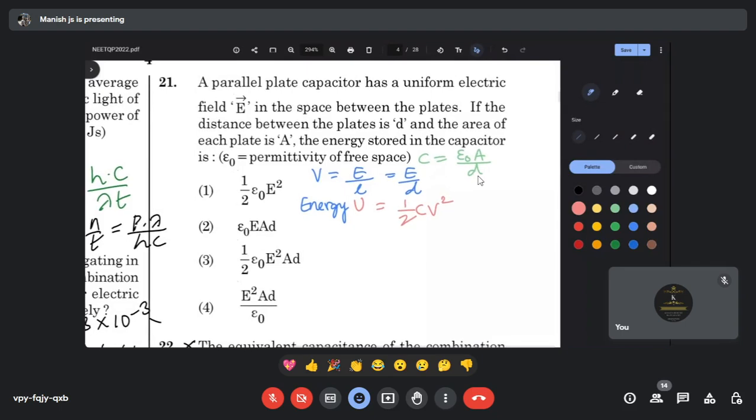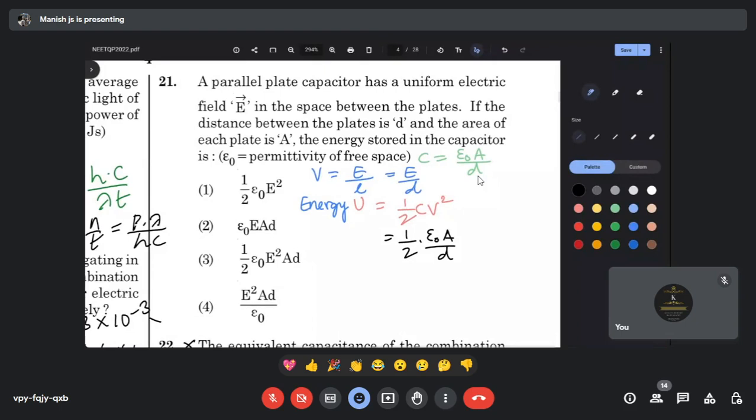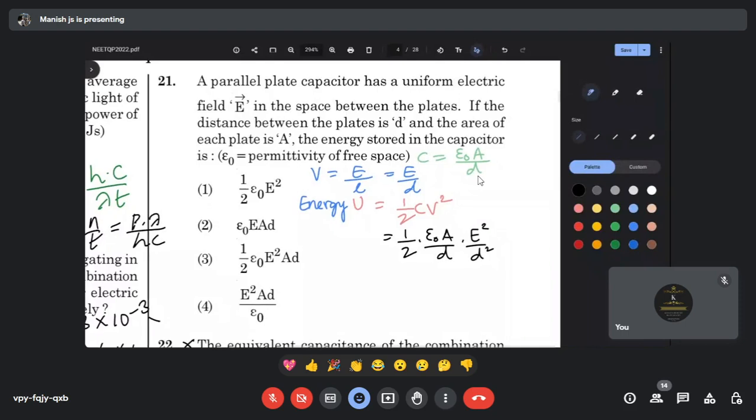Now we bring in these equations and substitute the values. So you get half C, where for C we substitute the parallel plate capacitance formula, epsilon naught A upon D. Now we substitute for V. V is E upon D, but since it is V square, you can write this as E square upon D square. So we get the relation like this, isn't it?